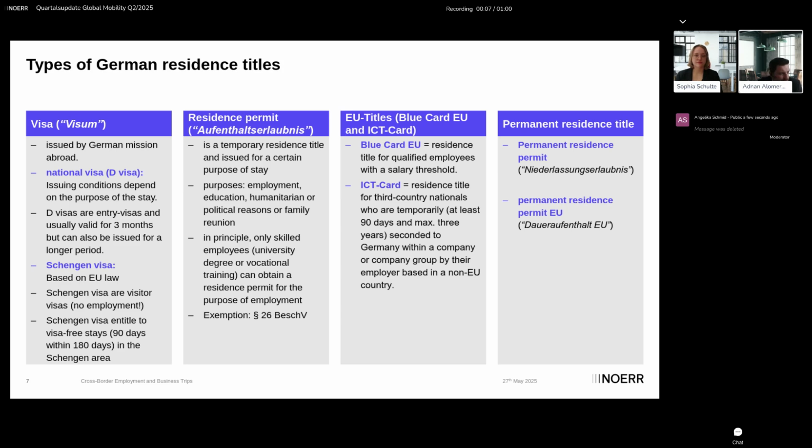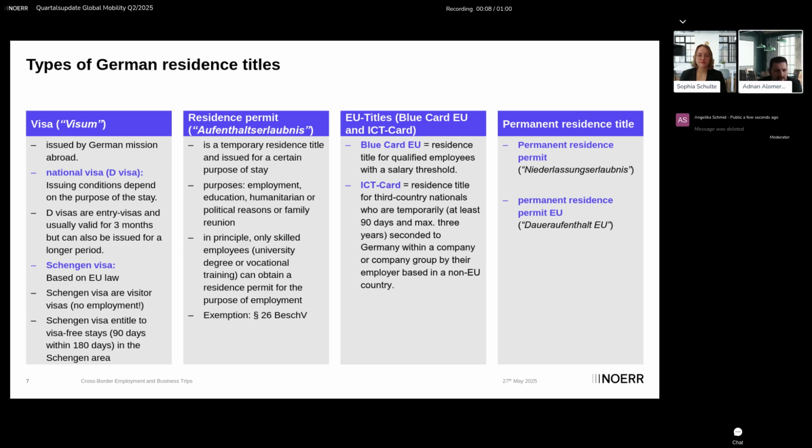Next one is the Schengen visa. The Schengen visa is based on EU law, not German law. Schengen visas are primarily visitor visas. So the idea of a Schengen visa is that people are entitled to come to the Schengen area, but not to work here. No employment purposes are included within this meaning. A Schengen visa entitles to visa-free stays. What does it mean? 90 days within 180 days. This is a very important rule. We will have a look later at how the period is calculated.